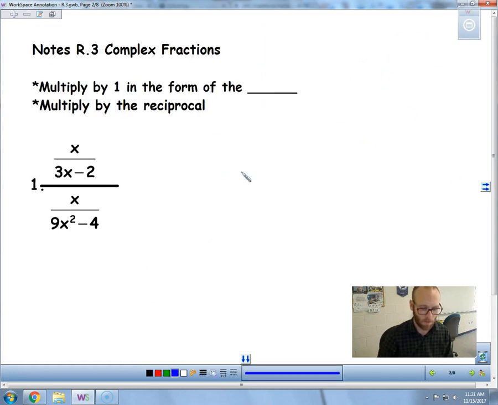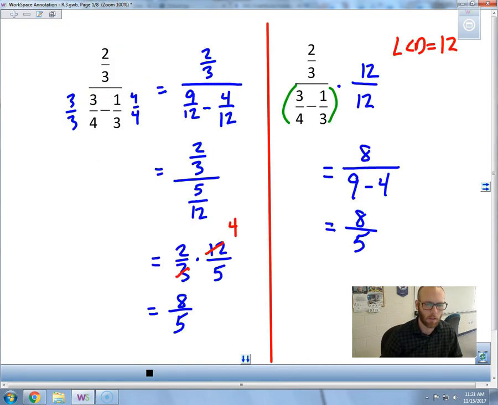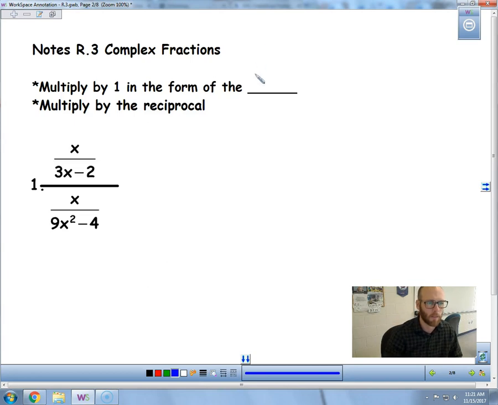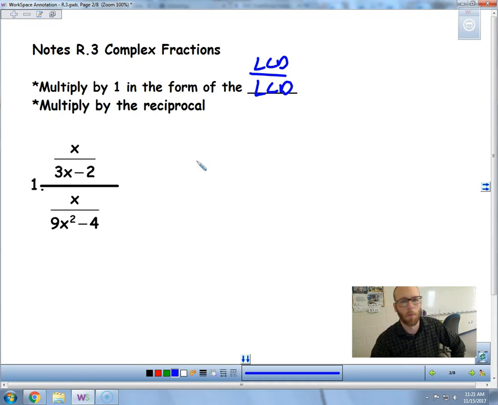So let's jump to this one here. Complex rational expressions, I should say. So my two methods here. One is to multiply by 1. Multiply by 1, in the form of what? Well, look back at this one. 12 over 12, that's 1, isn't it? We want to multiply by 1 in the form of the LCD over the LCD. So that's one method that works. The other method is to multiply by the reciprocal if we just have a fraction in the denominator.